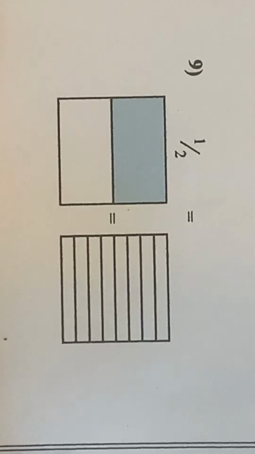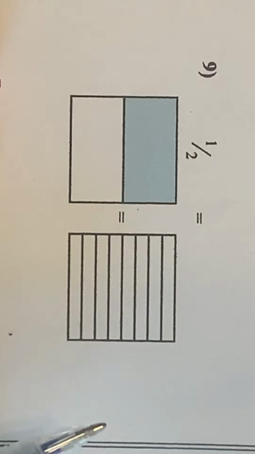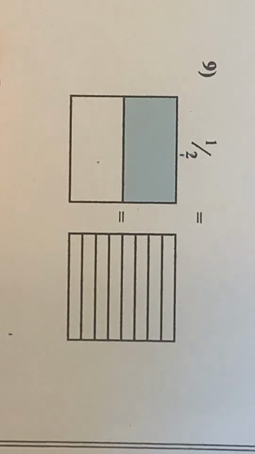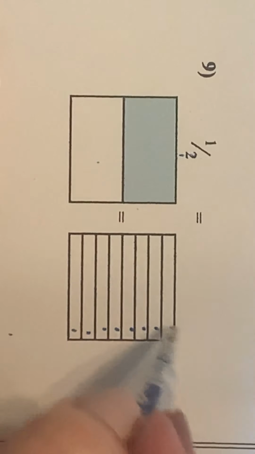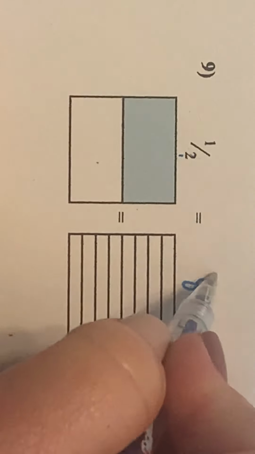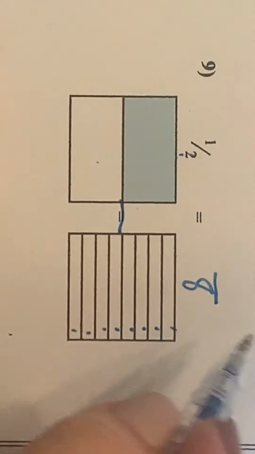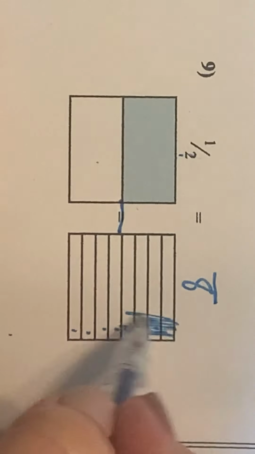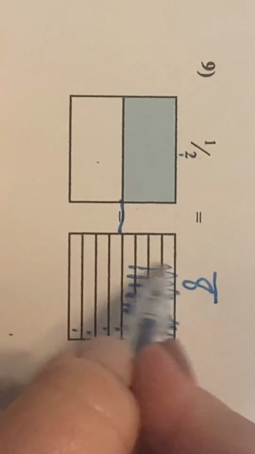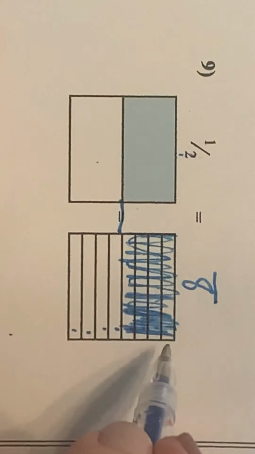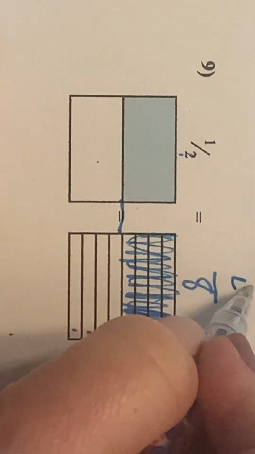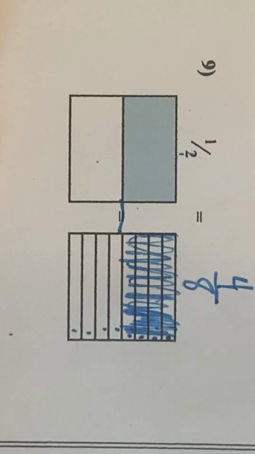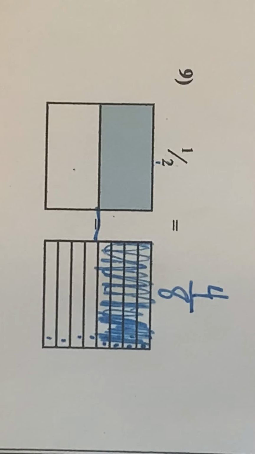Now let's go to number 9, our last problem. Okay, so we have 1, 2 pieces is a half. But right here we have 1, 2, 3, 4, 5, 6, 7, 8. We have 8 pieces. I'm going to draw my line this way, and I'm going to color. And I've got 1, 2, 3, 4, 4 eighths. 1/2 equals 4 eighths. And guys, that's all I'm asking you to do.